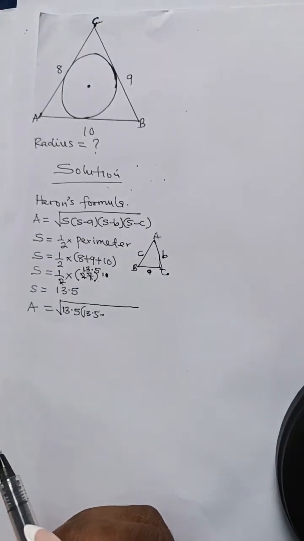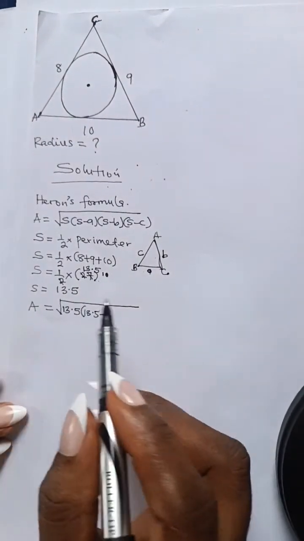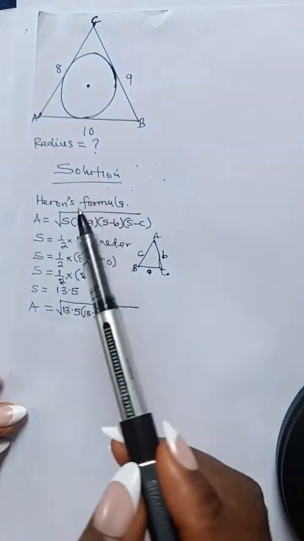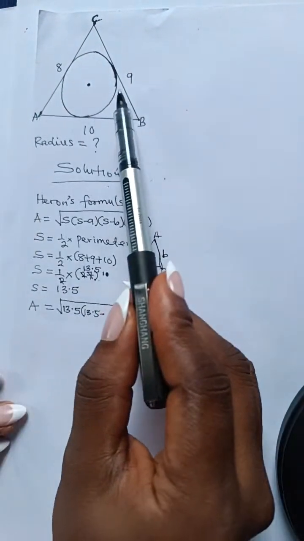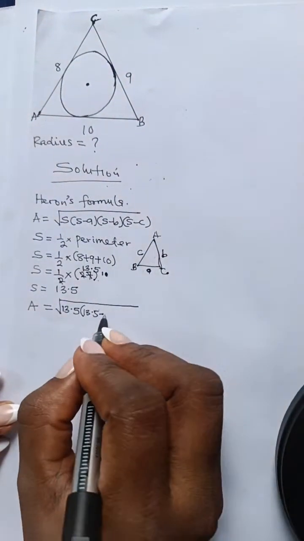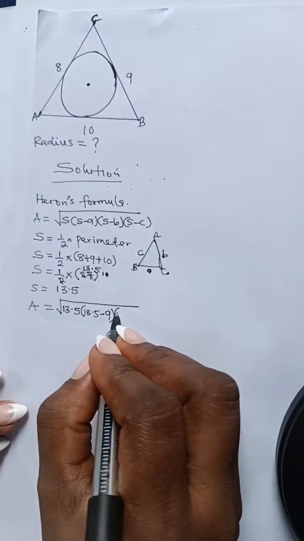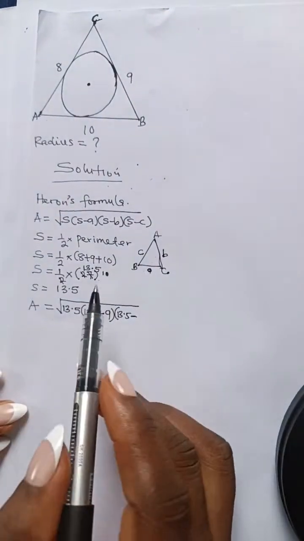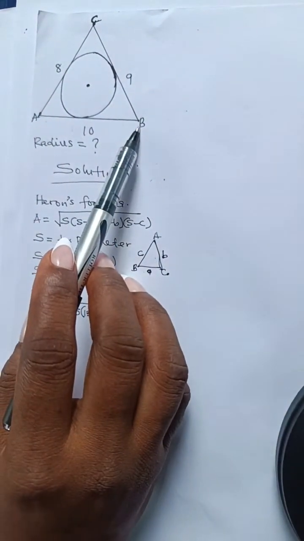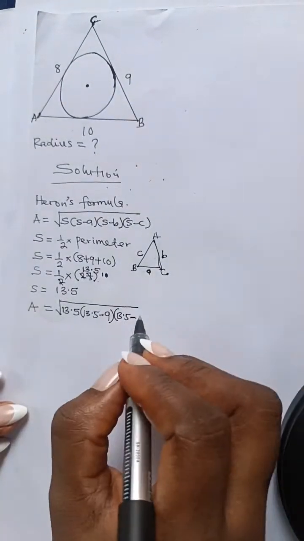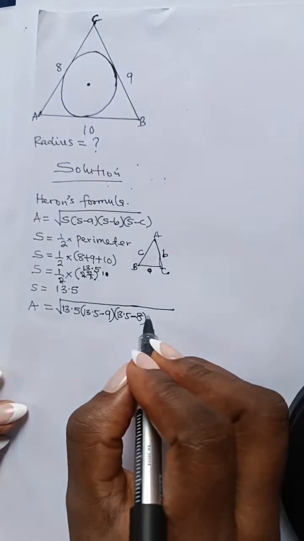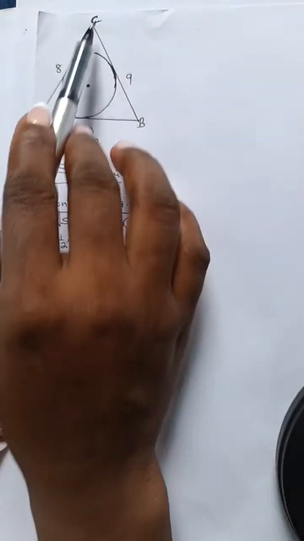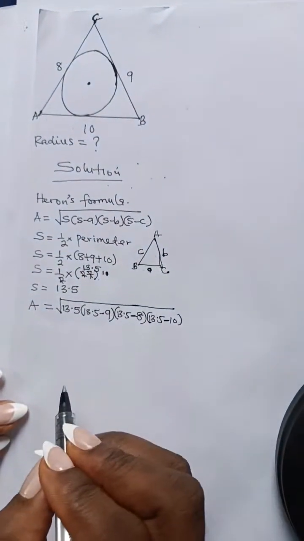All right, now, using this as point of reference, let's go back to what we have here. It means that our small a is 9, right? So it's going to be 13.5 minus 9, multiplied by S minus B, which is 13.5 minus, now our B is the side facing capital B, which is 8, right? So it's going to be 8, then multiplied by 13.5 minus the side facing our capital C, which is 10. That is our small c.